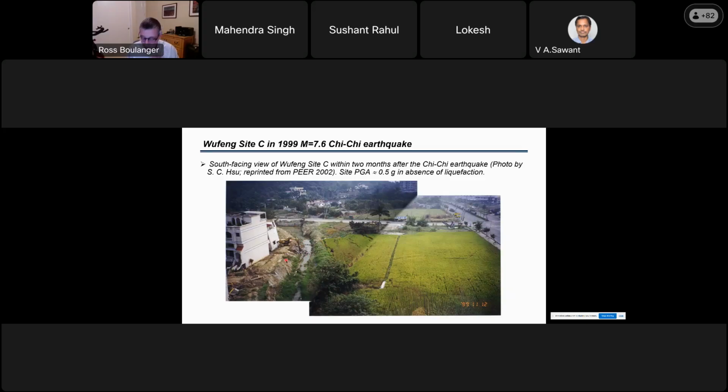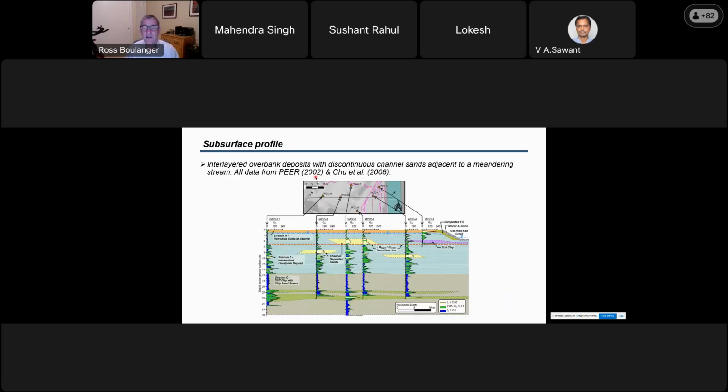This was a site that Daniel Chu, Jonathan Stewart, and others documented, and all the data is on the PEER website, so we sourced that data. The site is an area of interlayered overbank deposits. When you look at the profile, we have a lot of overbank silty sands and silty materials. The blue here are these plastic silts. The green is the interbedded silty sands. The yellow are cleaner channel sand deposits that come from the meandering of the canal channel, so you get periodic channel fill sands.